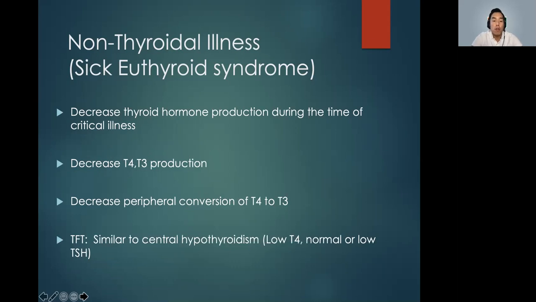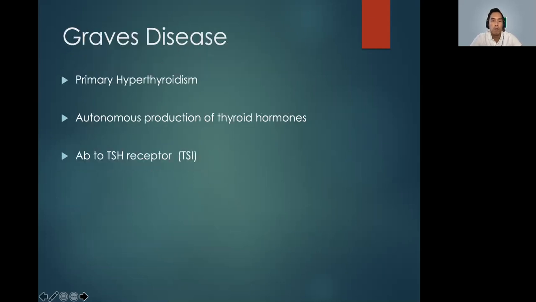Right? So the thyroid function test will look like central hypothyroidism. So you often see a low T4 with normal to low TSH. So how do we distinguish between the two? We go by history again. Right? So if you have a patient that is critically ill in the intensive care unit, we often suspect that this could be due to sick euthyroid rather than central hypothyroidism.